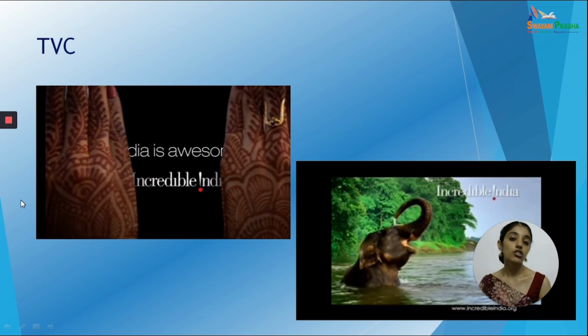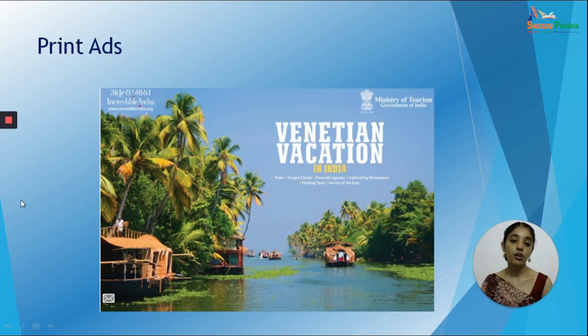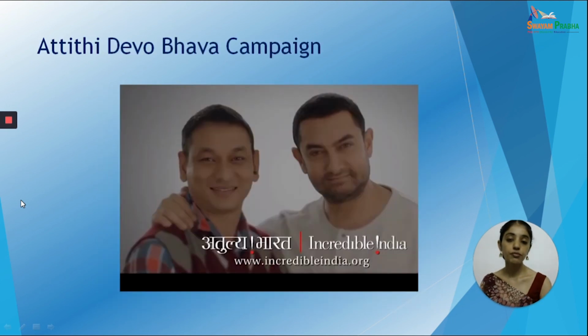So I need you to focus on that exclamation mark and look at all the advertisements. There is coherence. Even if you look at the print ads released by the Ministry of Tourism, if you look at the top left corner, you will see Atulya Bharat and Incredible India. The exclamation mark continues to come in all the campaigns that you see. So right from the first campaign till the campaign was carried on further, it was then translated into the Atithi Devo Bhava campaign also. You must be all familiar with this famous Aamir Khan campaign, Atulya Bharat and Incredible India.